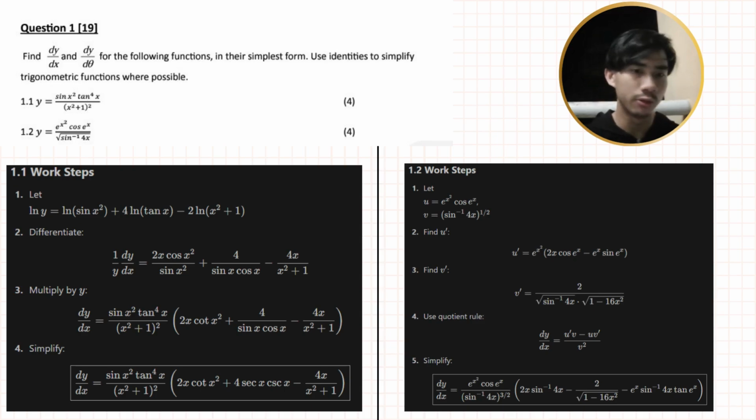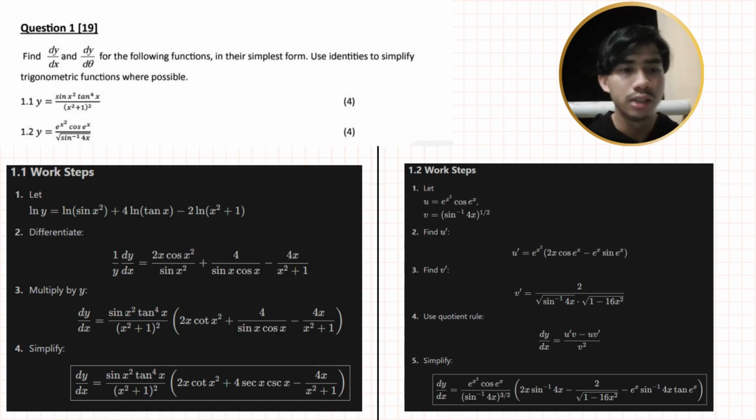So it's a little complicated, but we make it easier with logarithmic differentiation. Step 1, take the natural log of both sides, which lets us break the function into smaller parts. Step 2, differentiate each part using the chain and product rules. And then step 3, multiply by the original function again to get our final derivative.